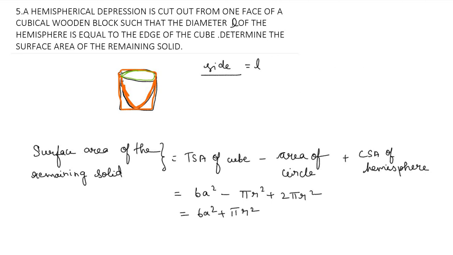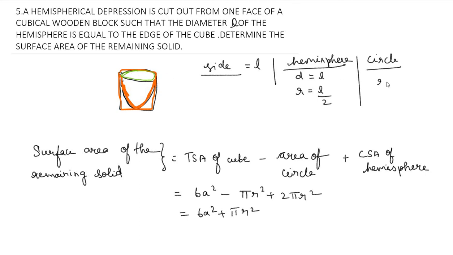Then what about the hemisphere? The diameter is L, so the radius is equal to L by 2. And what about the circle? The same thing, right? So the circle radius is equal to L by 2. Shall we substitute in this? So 6 into L square plus 22 by 7 into L by 2 into L by 2.